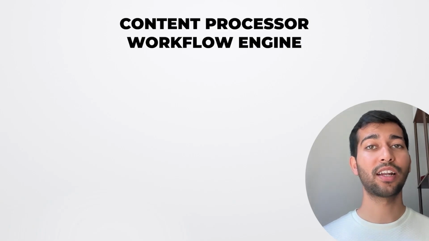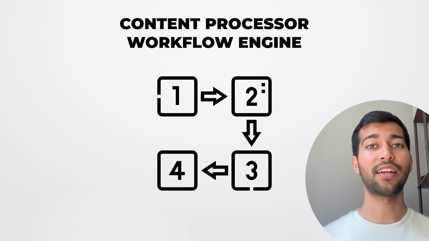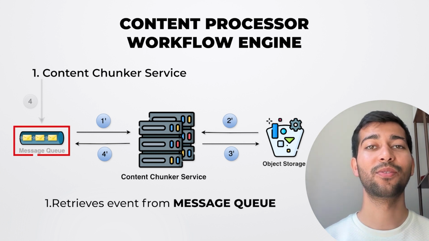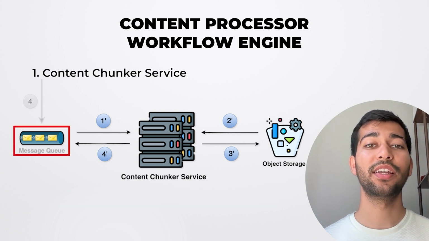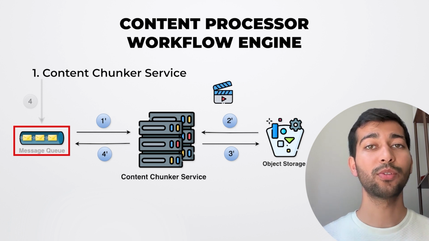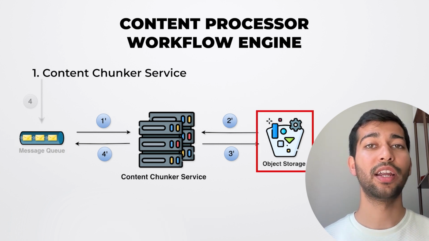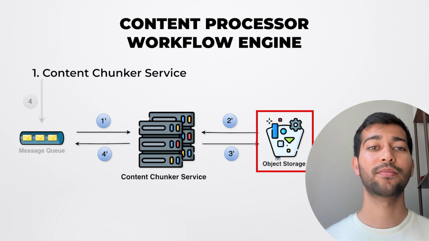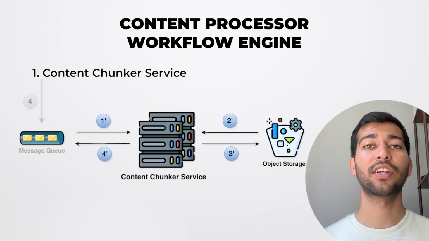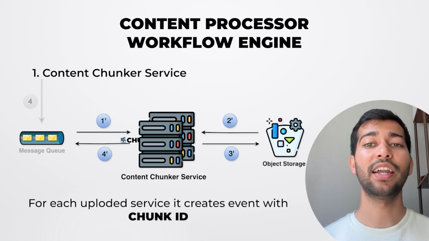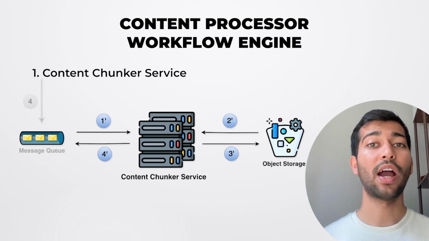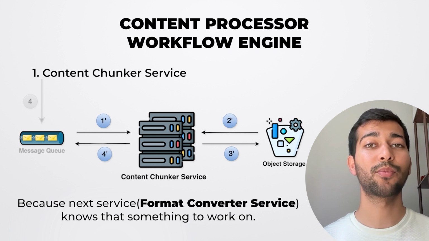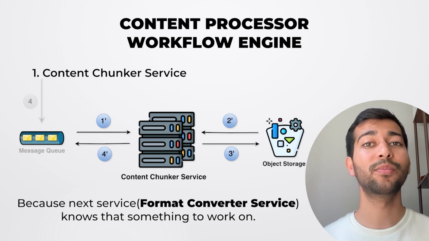So formally speaking, there are 4 steps here, and each step is handled by a service. First, the content chunker service retrieves the event from the message queue. The second step, it uses the video ID from the event to get the video from the object storage and then breaks it down into smaller chunks. The third step, it uploads the chunks to the object storage. And the fourth step, for each uploaded chunk, it creates an event with the chunk ID and adds it to the message queue. Why does it need to send an event to the message queue? So that the next service in the content processor workflow engine knows that there is something to work on.